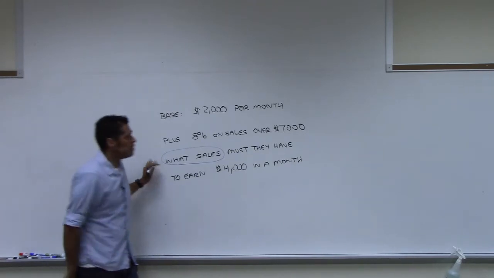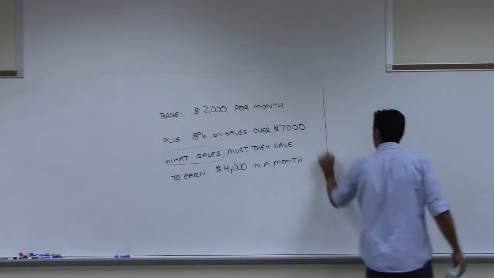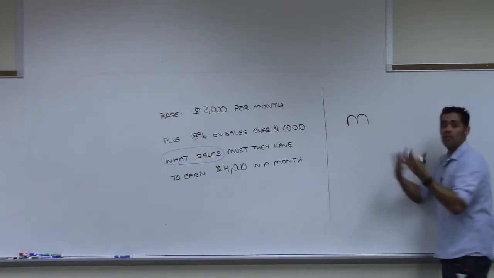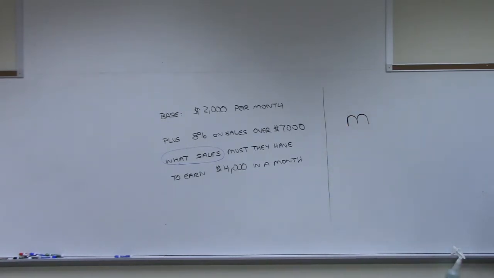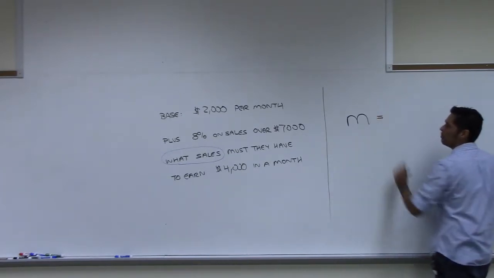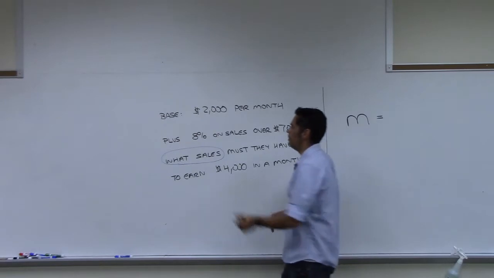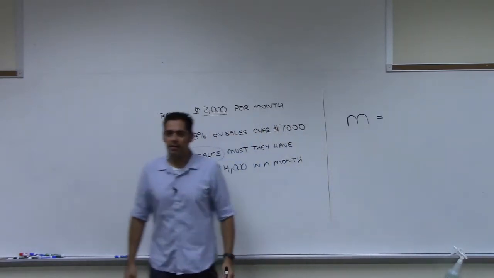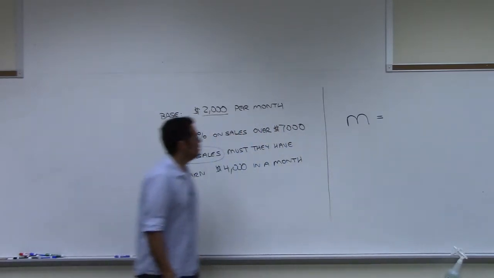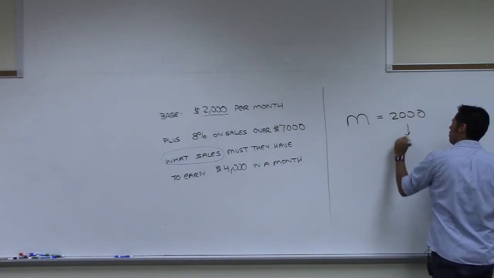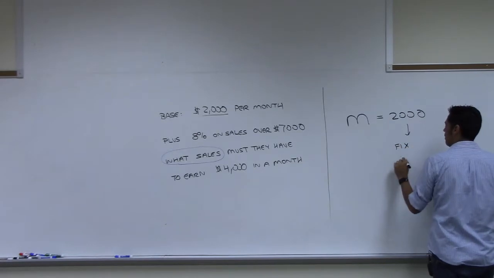All right. So why don't we call it this? How about M for their monthly pay? That's how much they'll make a month. What should that be equal to? 2,000. Just 2,000, right? Because that's fixed. You just show up to work, and they're going to get 2,000 a month, right? We call this a fixed cost, or in this case, it's not a cost. It's a fixed income.